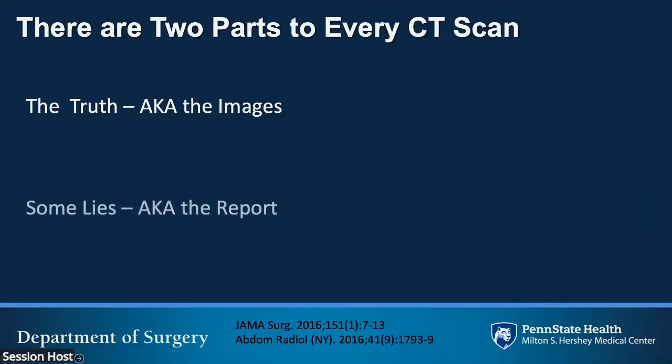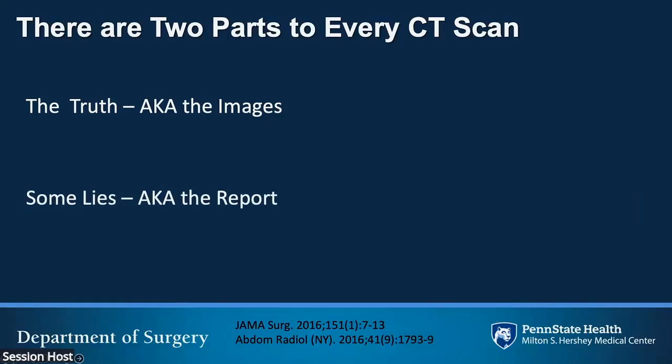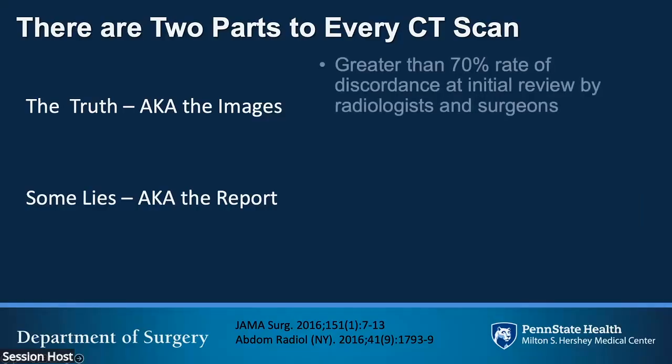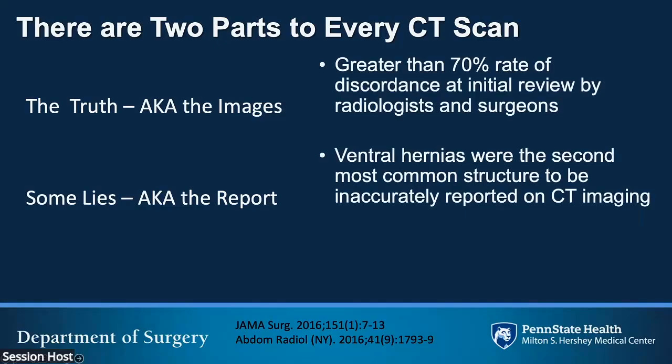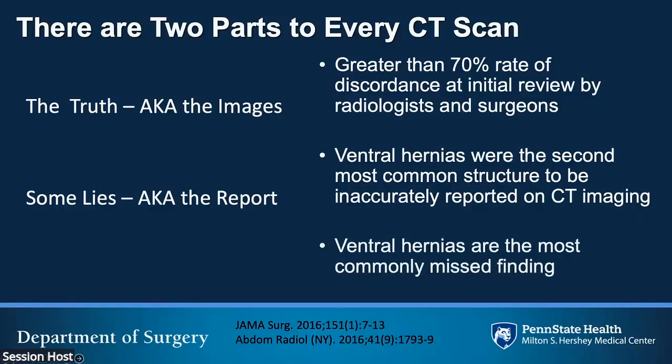And then there's this part of the CT scan, which is the report, which contains some truth, but oftentimes some lies. I said there's a 70% discordance between what we see and what radiologists see. Ventral hernias are the second most common structure to be inaccurately reported, and they are the most common missed finding on imaging studies.